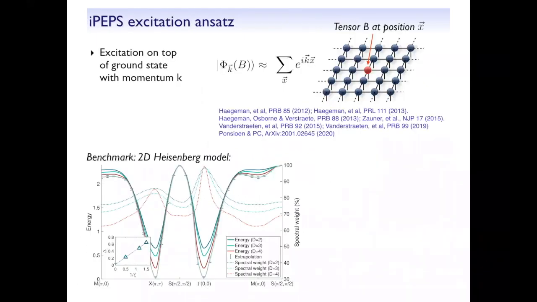Now, very briefly, let me also mention that there has been progress in studying excitations with iPEPS, using a special excitation ansatz. So the idea is to start from a ground state represented by this iPEPS ground state wave function, and then build an ansatz for an excitation as a momentum superposition. So we change one of the tensors here. This idea was developed in Frank Verstraete's group recently, and we also made some further developments in a recent paper. And here I just show you some benchmark data for the 2D Heisenberg model for the dispersion.